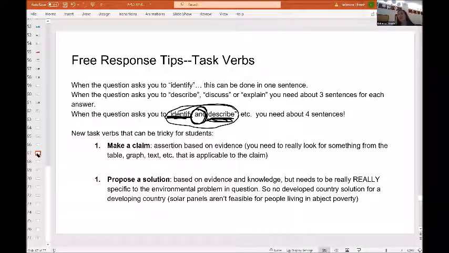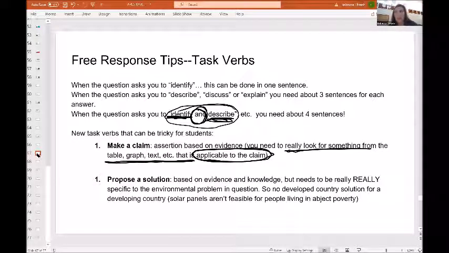When it says to make a claim, I really want to emphasize this. You have to look at something from the table, graph, paragraph, or text that you're going to use as evidence, okay? So oftentimes, like I think last Saturday, I gave you one about loggers making a claim that if you stopped clear cutting, it would have a huge economic impact. Well, you had to pull evidence from that table to support a claim.